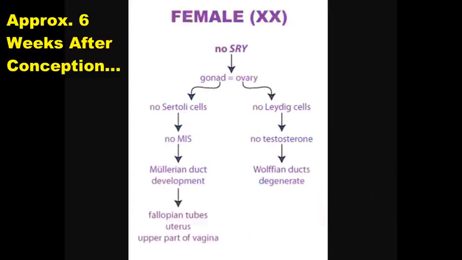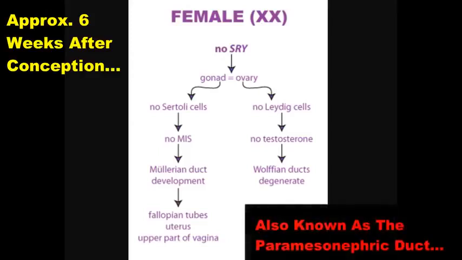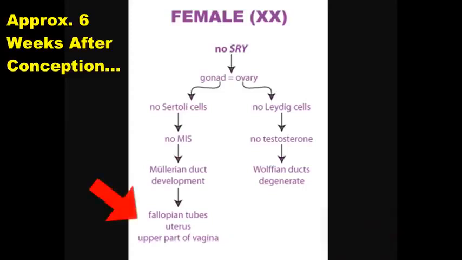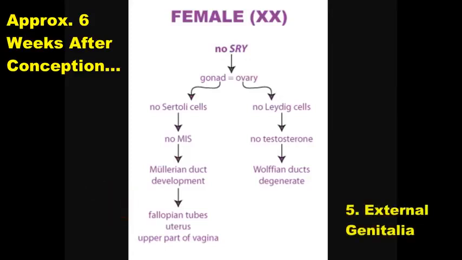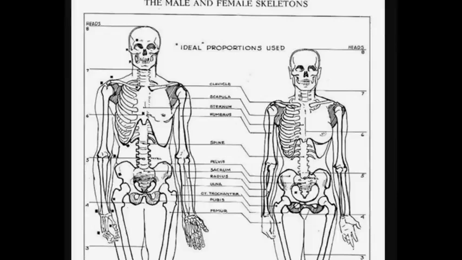Whereas for the case of females, the Mullerian duct begins to develop, which is also known as the paramesonephric duct, wherein fallopian tubes, the uterus, and the upper part of the vagina become present, and then there's also the external genitalia, wherein the male has a penis and the woman has a vagina.